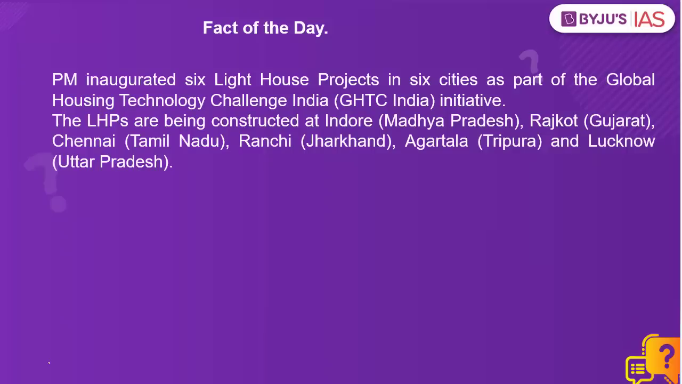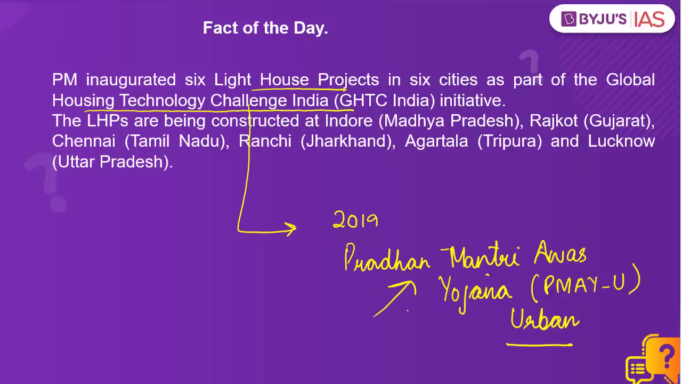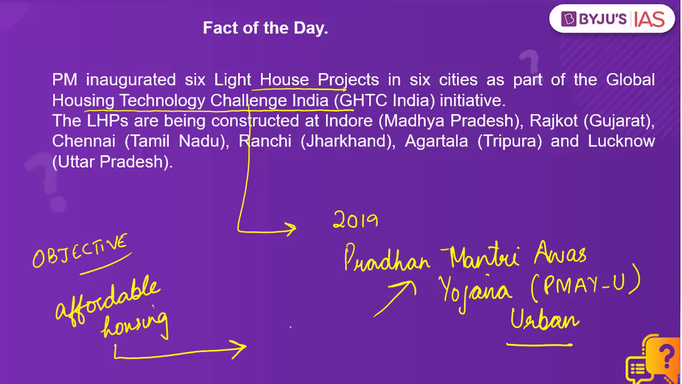Now let's look at the fact of the day. Prime Minister Modi inaugurated 6 lighthouse projects in 6 cities, which is part of the Global Housing Technology Challenge India initiative. This challenge was launched in the year 2019 and is undertaken under Pradhan Mantri Awas Yojana Urban. What is the objective? The objective is to fast track the construction of affordable houses in India. Because what is the target that we have? We have to construct 2 crore homes by the year 2022.